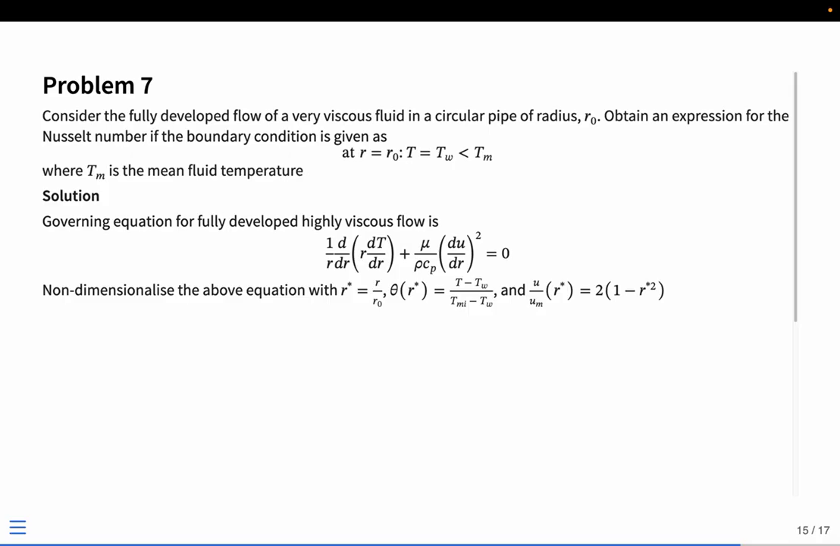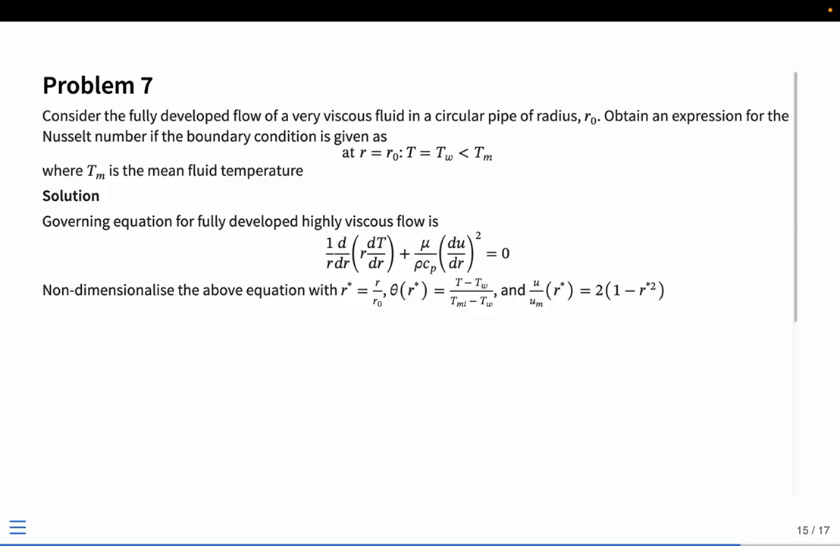And let's say you non-dimensionalize this with r star equal to r by r naught, theta as T minus Tw by Tm inlet minus Tw, and u by um as 2 into 1 minus r star square. This you already have from the Hagen-Poiseuille flow. Because it is a circular pipe, you can assume Hagen-Poiseuille flow, and this is the expression you will have. So all you have to do is substitute it, get the non-dimensional equation, write down the boundary conditions, solve that non-dimensional equation, and get the temperature profile.